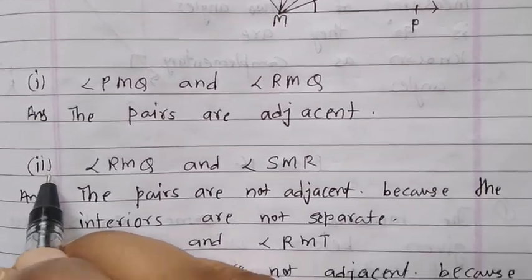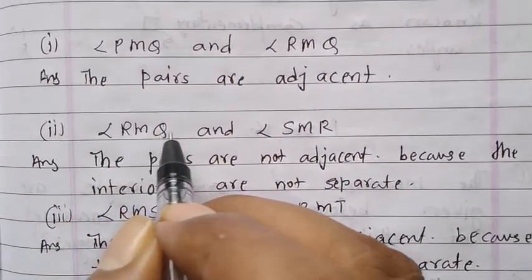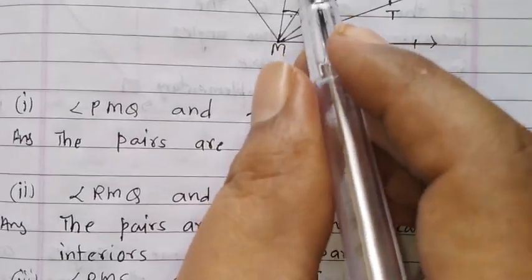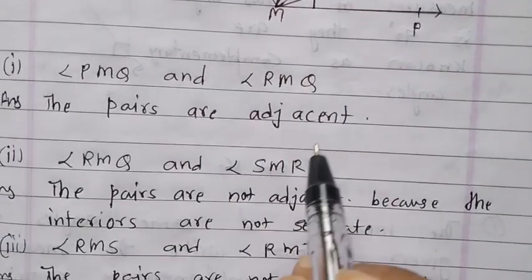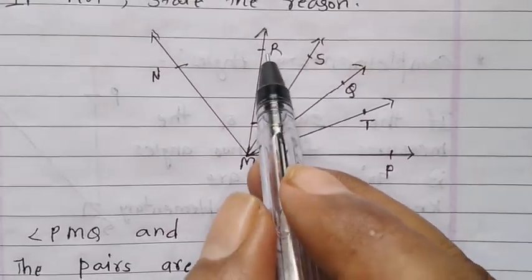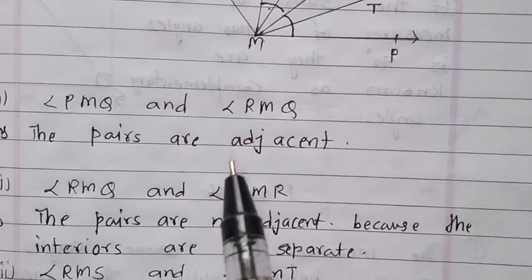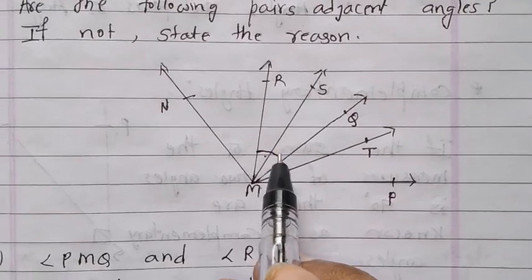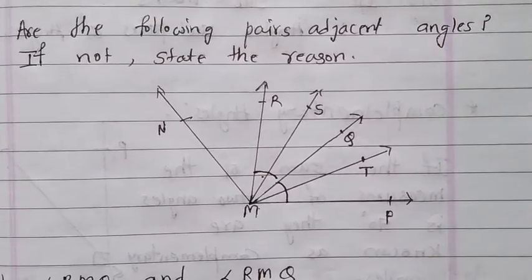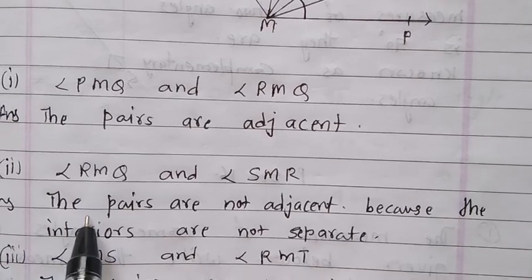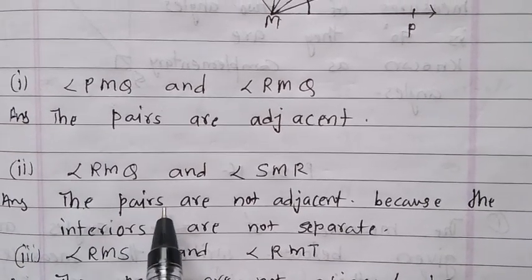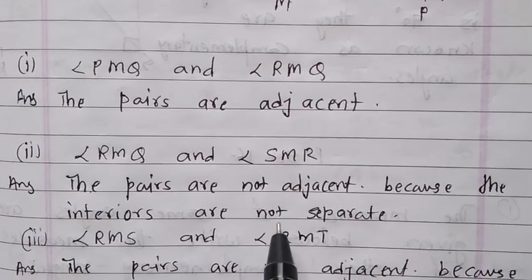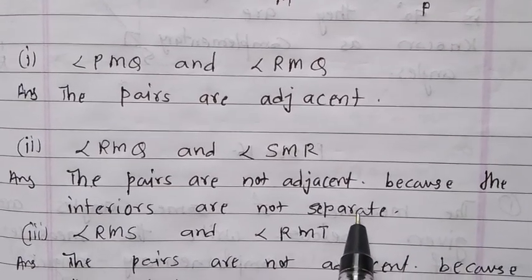Now come to the second one: angle RMQ and angle SMR. Now see the angle RMQ and angle SMR. Here there is no common arm, so they are not separated by a common arm. Therefore they are not adjacent. So what to write? The pairs are not adjacent because the interiors are not separated.